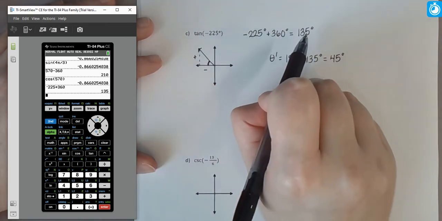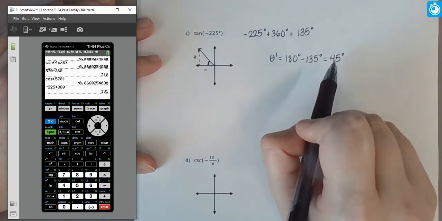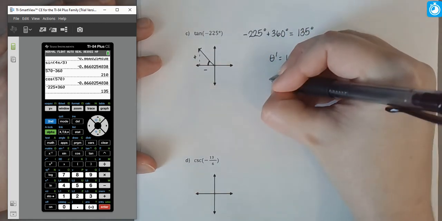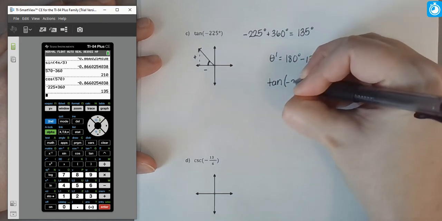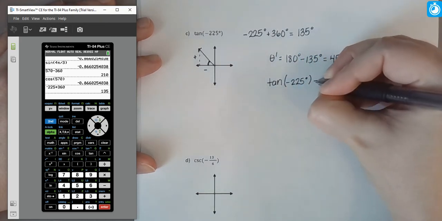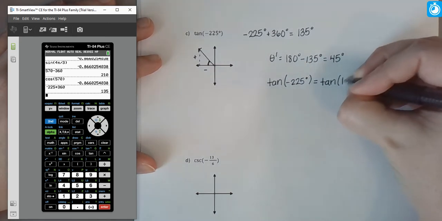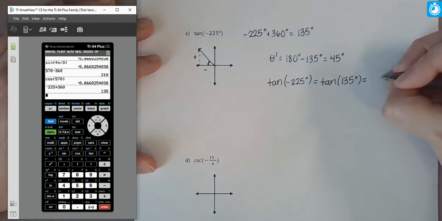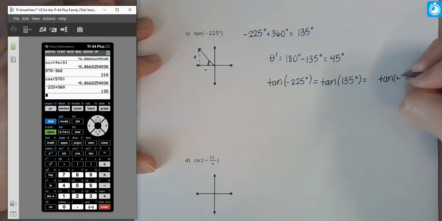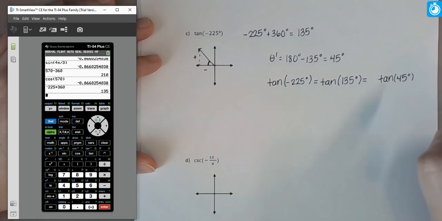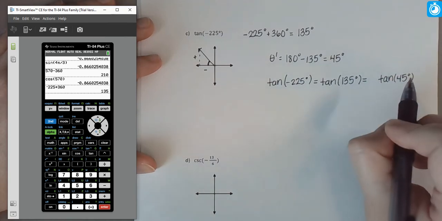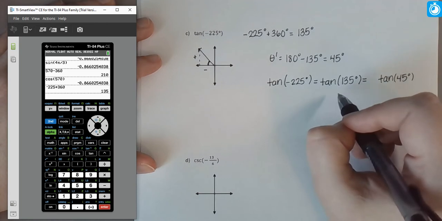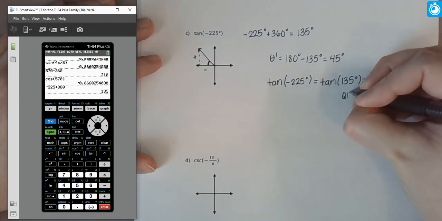So negative 225, 135, they have the same values. 135 and 45 have the same values except for possible differences in sign. So that means that the tangent of negative 225 degrees is going to be the same as the tangent for the coterminal angle, 135 degrees. And that is going to be the same as the tangent for 45 degrees, except possibly for differences in sign. So the tangent of 45 degrees is in the first quadrant. All the trig ratios are positive. What about 135 degrees? 135 degrees is in the second quadrant.